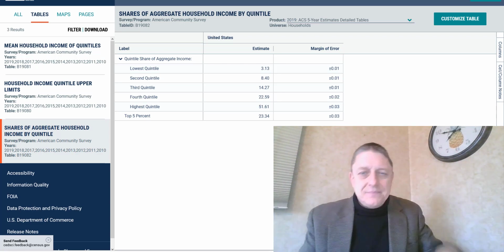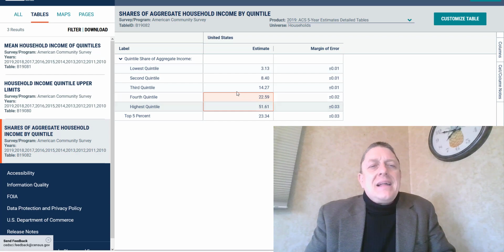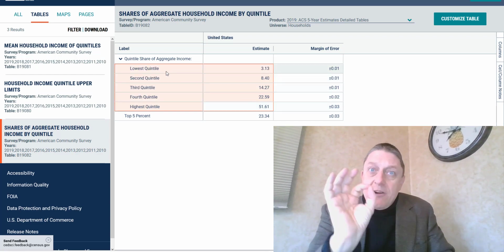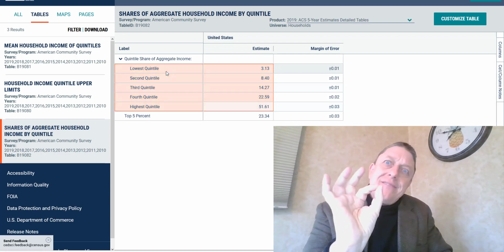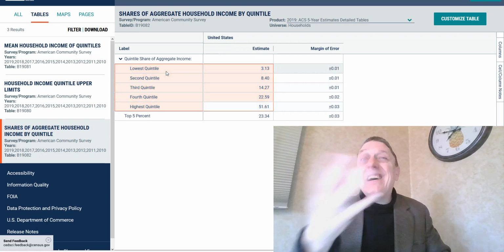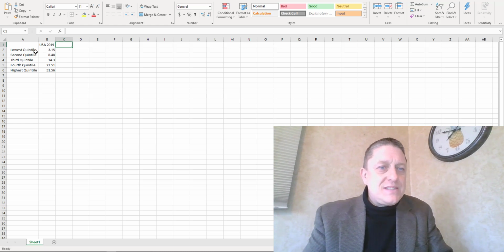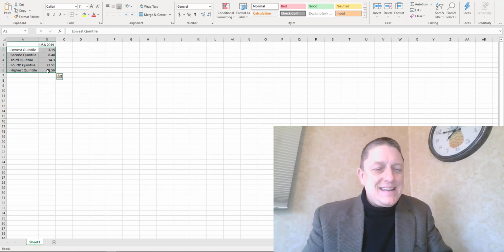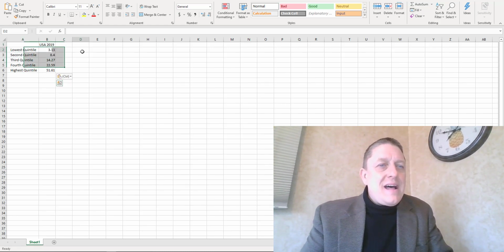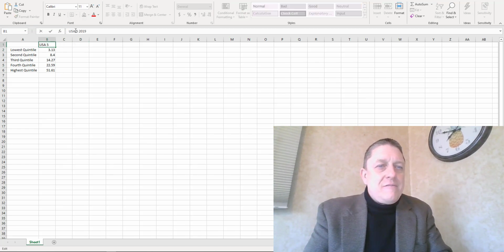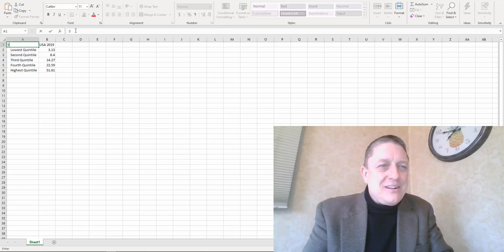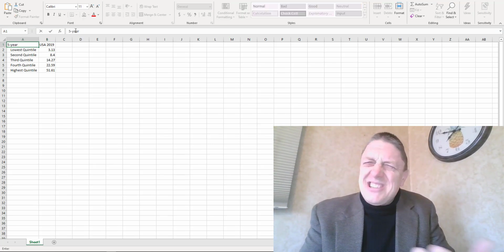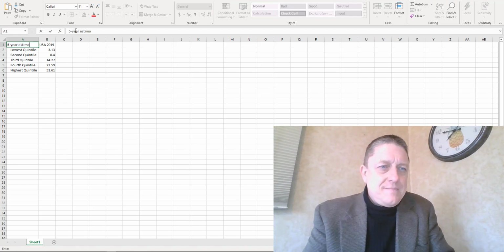Okay, but let's take that 5-year estimate here for the United States, because we'd like to compare it to 5-year estimates for other localities in the United States. So I'll take it here and paste that in. I'll still call it USA 2019, but I'll give it a whole table name of 5-year estimates.